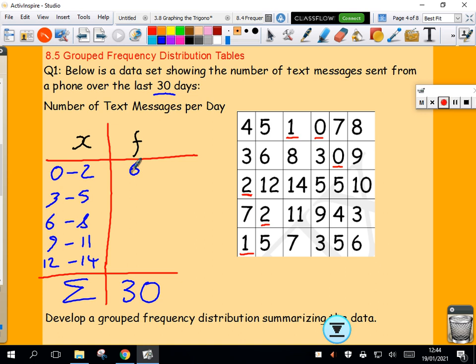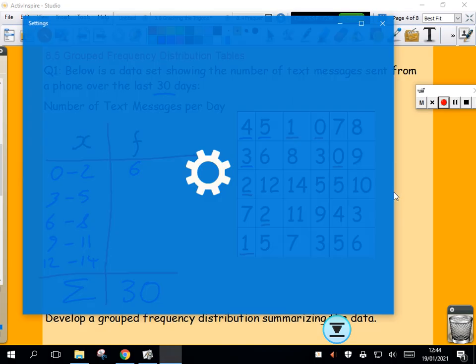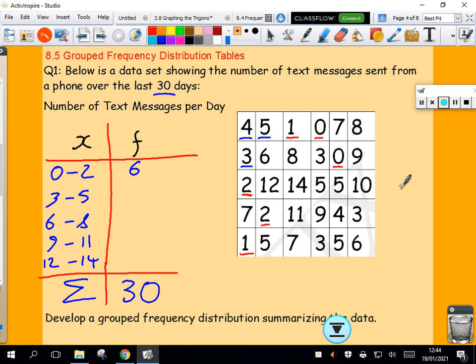3 to 5, that's 3, 4, 5. Sorry, ignore that. Okay, apologies. So start again. Any 3s or 4s or 5s. 1, 2, 3, 4, 5, 6, 7, 8, 9, 10, 11. So I think there's 11 days where we sent between 3 and 5 texts.